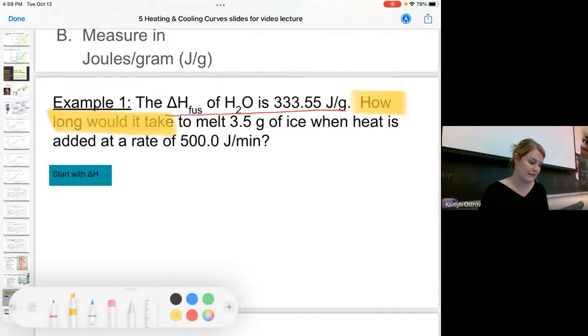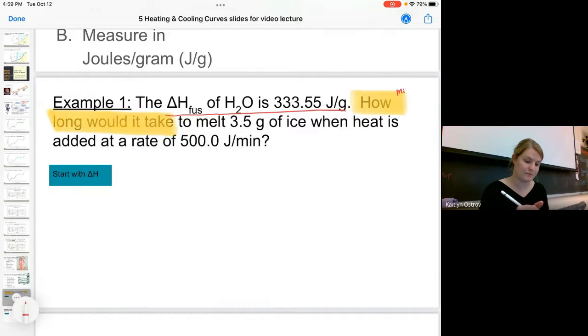So that's going to be time, or minutes, to melt 3.5 grams, there's our mass, of ice when heat is added at a rate of 500 joules per minute. So starting with delta H. Whenever you have to calculate how long something takes, there's different ways to do this, but I'm just going to teach the same way every time, just to keep it consistent. Start with your delta H.